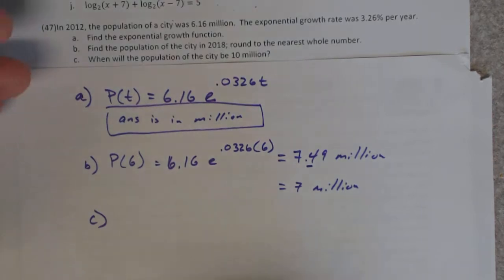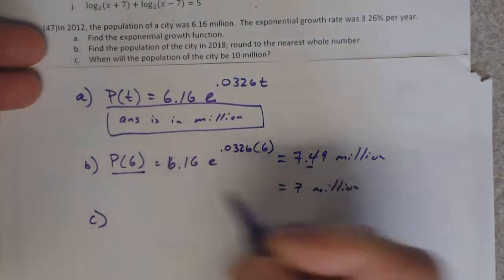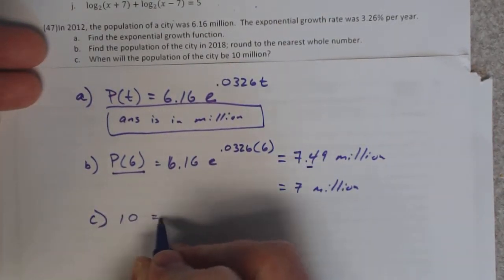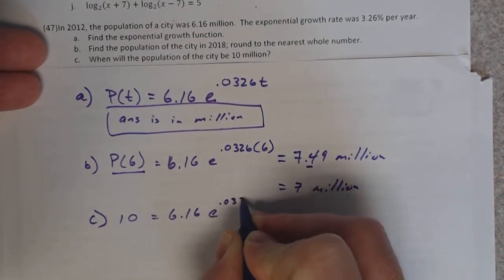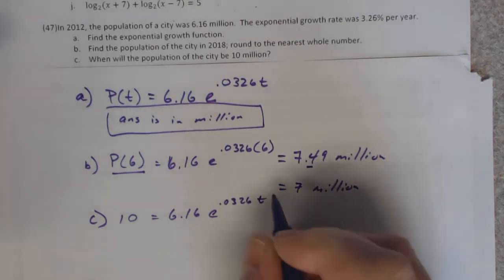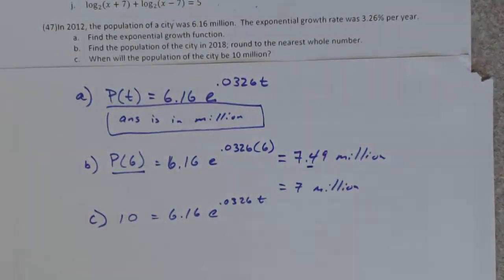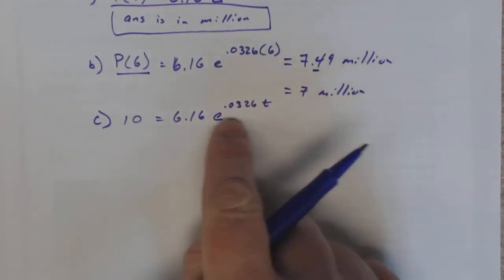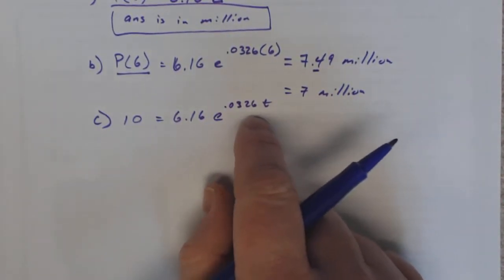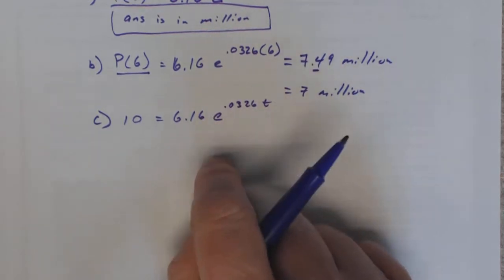Part C. When will the population be 10 million? So when is the output 10 million? So here we have to solve for t. Since we want to solve for t, we're going to utilize logarithms to get the t out of the power.